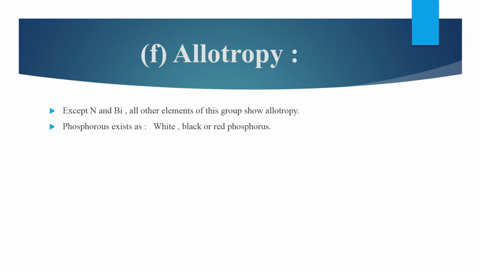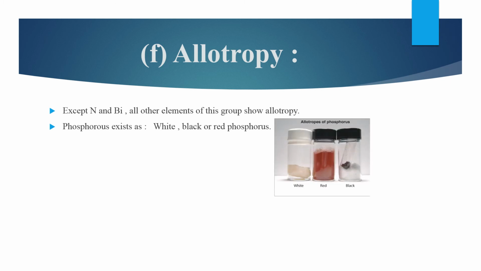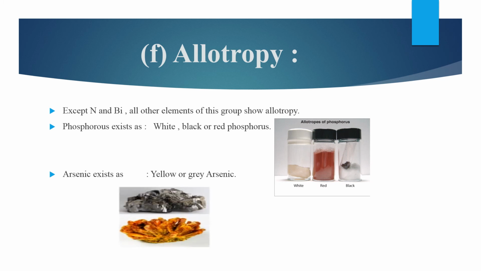Phosphorus exists as white, black or red phosphorus. You can see in the image, three allotropes of phosphorus are available: white phosphorus, black phosphorus and red phosphorus. Arsenic exists as yellow or grey arsenic. Arsenic can have two allotropes, yellow and grey. Similarly, antimony also has two allotropes, yellow or a silvery grey.